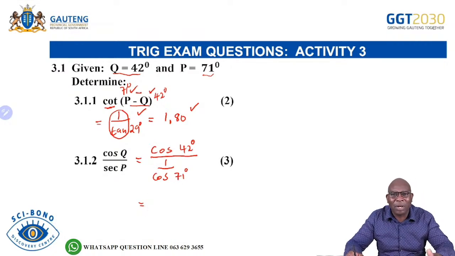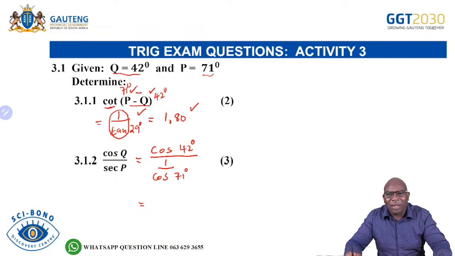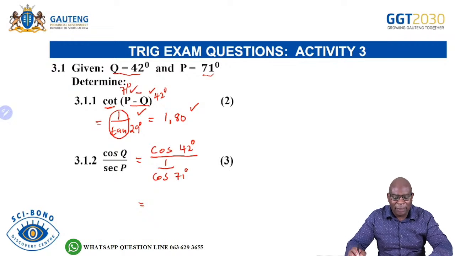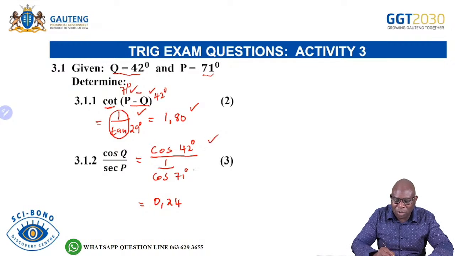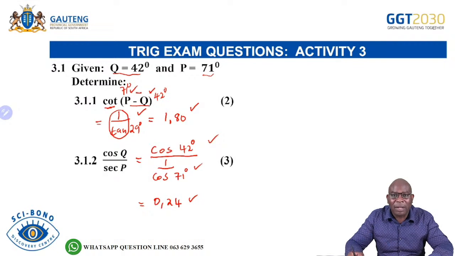The calculator can do anything that you instruct it to do. So how do I use the calculator? I'll say cos 42 divided by 1 over cos 71. Then from there, just put it like that on a calculator, and that answer that I'm going to get there will be 0,24. So the 1 mark will be for the substitution, the 1 mark is for the changing of that, and the 1 mark there, it will be for the final answer.